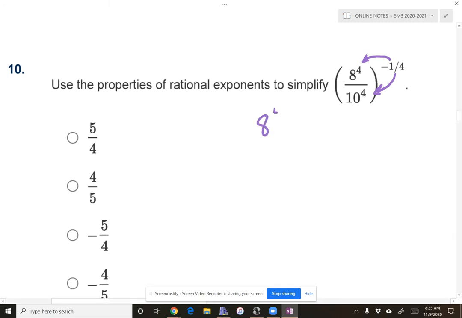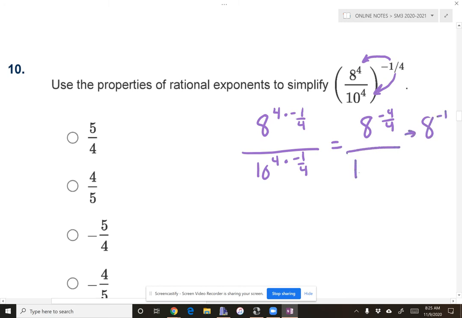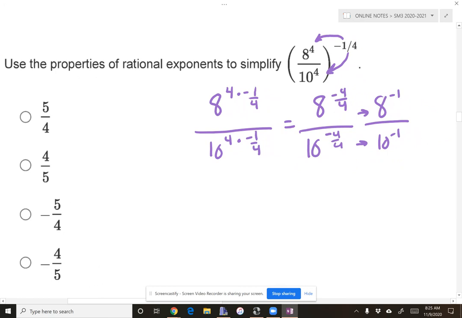So you have 8 to the 4 times negative 1/4 over 10 to the 4th times negative 1/4, which ends up being 8 to the negative 4 over 4, or 8 to the negative 1. On bottom, you get 10 to the negative 4 over 4, which is 10 to the negative 1. Well, what does the negative sign do? The negative sign changes its location. So this 8 that was on top is now going to be on bottom, and the 10 that was on bottom is now going to be on top.